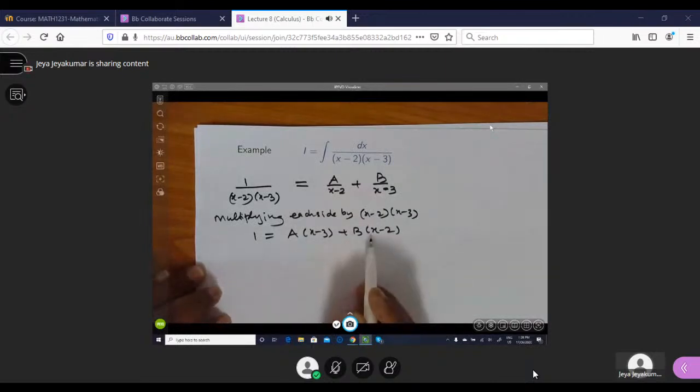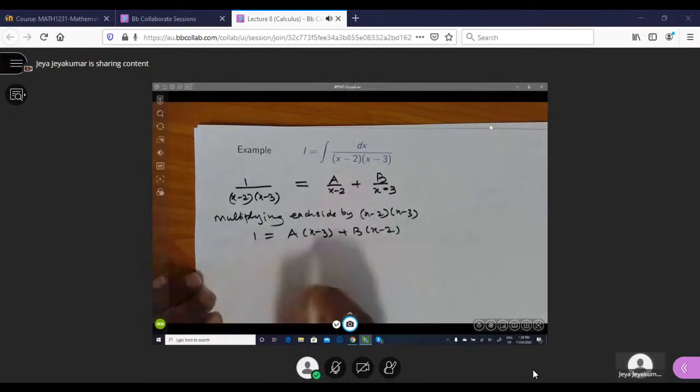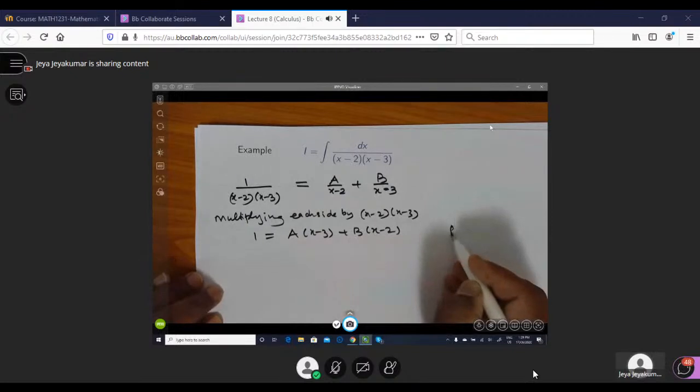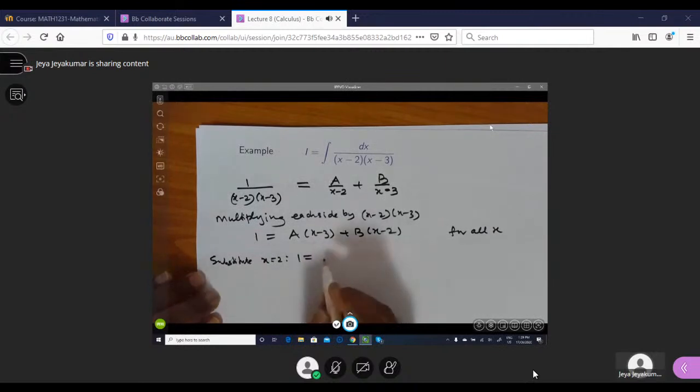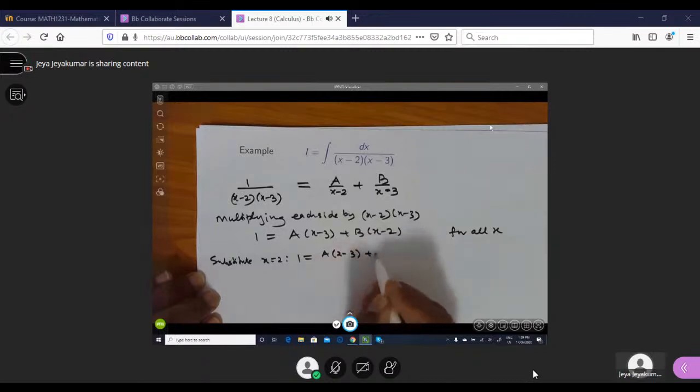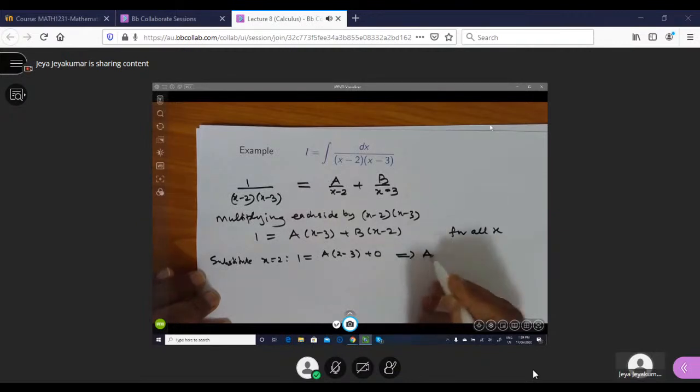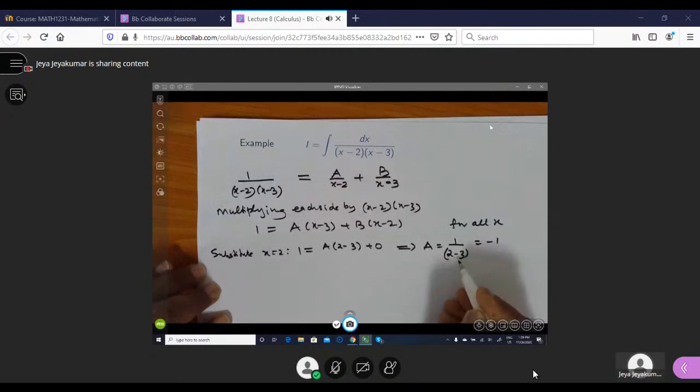So here's a simple one. We can easily find A and B. So how do you find A? To find A, you substitute, for example, x equals 2. This is true for all x. Yes, you're right, for all x. So substitute x equals 2 into the equation, and that gives you 1 equals A times 2 minus 3, and the other term is 0 when you substitute that. So that's going to give you A equals minus 1. I'm going to write purposely here, A equals 1 over 2 minus 3. In fact, that's minus 1. I'm doing this on purpose, you will see in the next slide why I'm doing this.